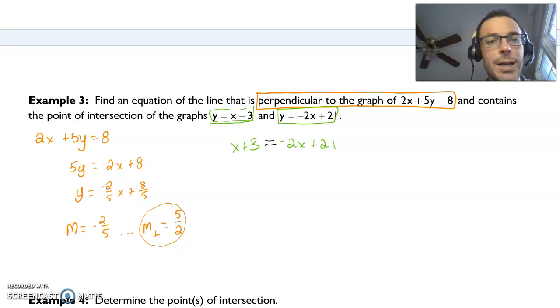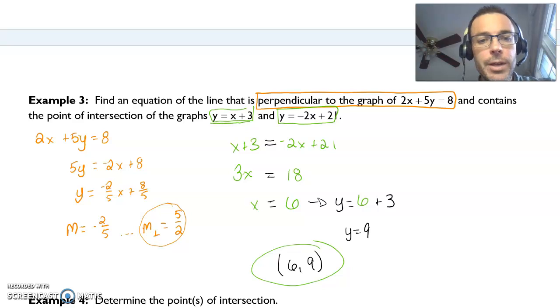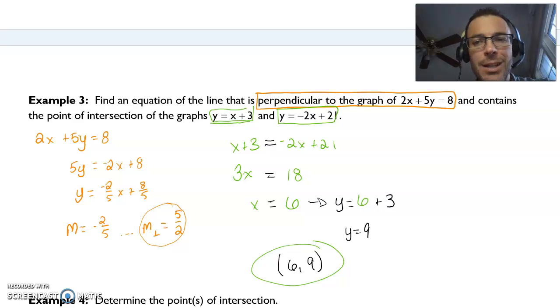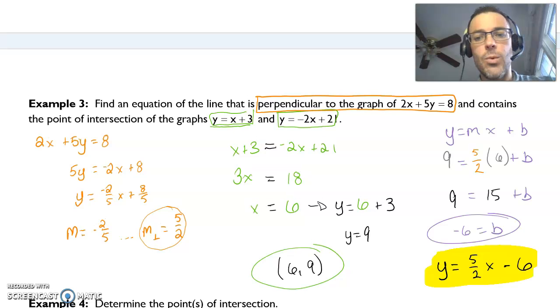And since y is equal to x plus 3 and it's equal to -2x plus 21, then x plus 3 has to be equal to -2x plus 21. Running with that, we get our x value to be 6, plug it back into one of the equations to get our y value of 9. We now have our point and our slope. Like we talked about with 13.2, we'd probably want to write this in slope-intercept form. So I'd go ahead and calculate my b, and y is equal to 5/2 x minus 6.